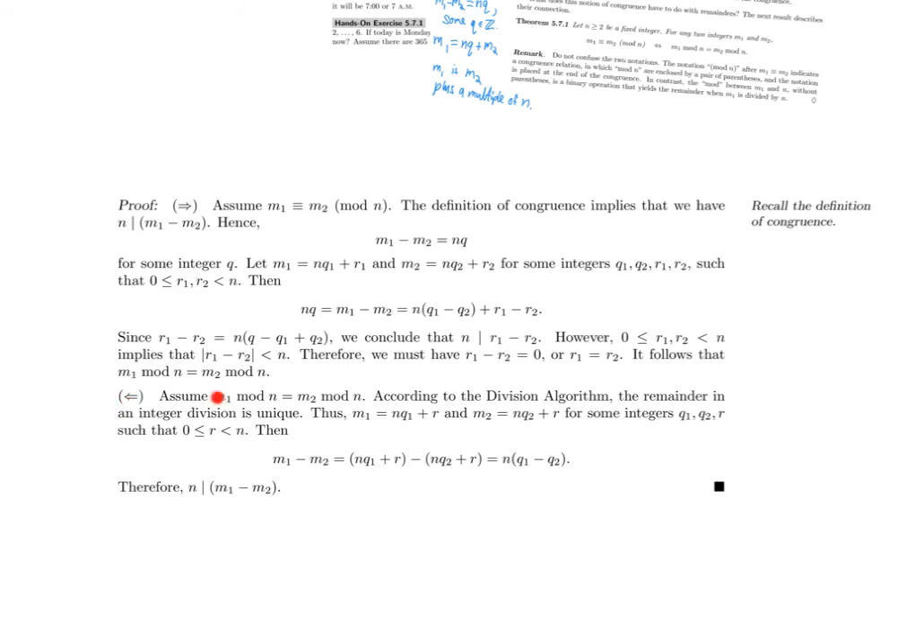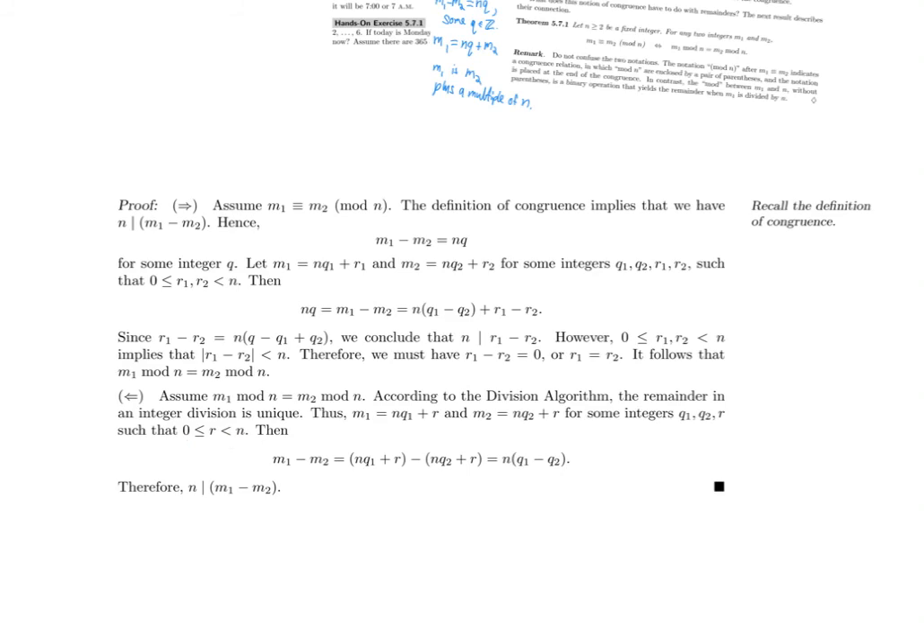The other direction, we're going to assume M1 mod n is equal to M2 mod n. By the division algorithm, we know that the remainder is going to be the same for both of these division problems, which tells us M1 is equal to nQ1 plus r, and M2 is equal to nQ2 plus that same r. These remainders are the same. That's what we're assuming for this direction of the proof. And again, r is between 0 and n.